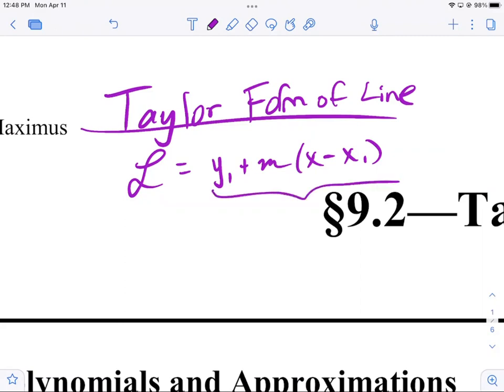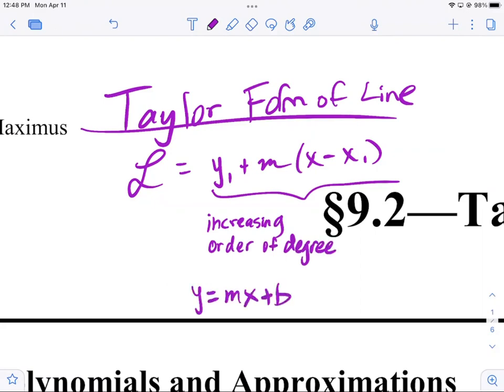Now notice when we write it like this, we're writing this in increasing order of degree. When you looked at mx plus b back in the day, and when you wrote all your quadratics in standard form, you wrote them in descending order. The largest term was in the front, and then you worked down. Well, when we do Taylor form, we like to write them in increasing order. So this would be your linear Taylor polynomial, okay?